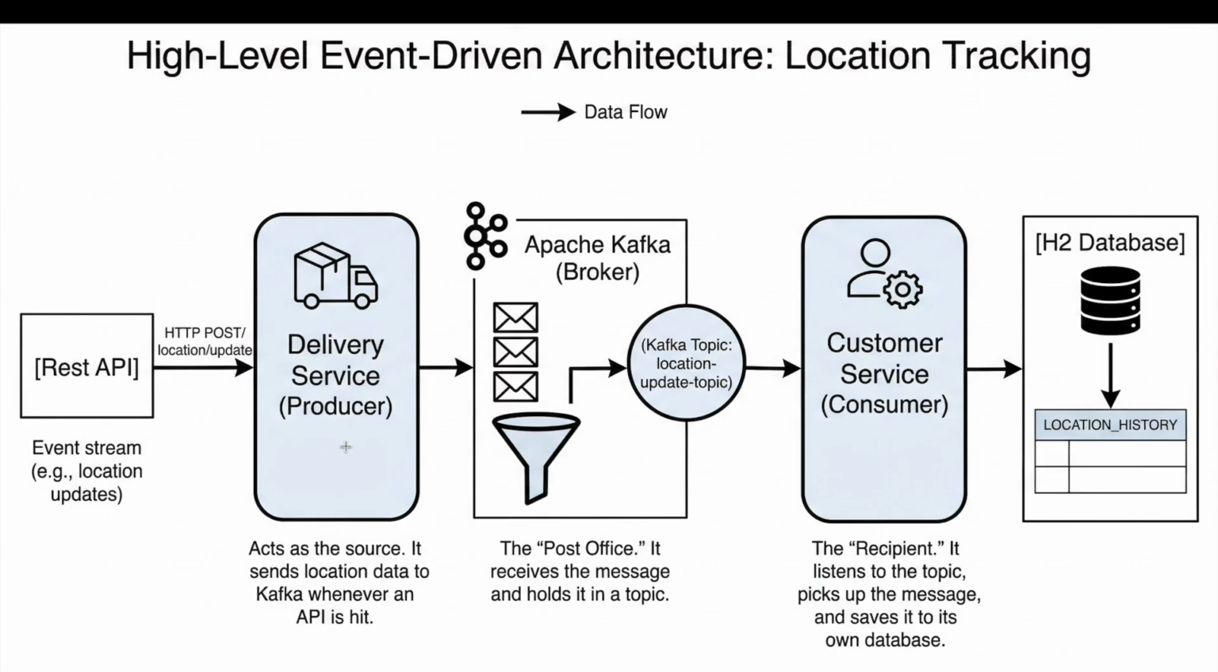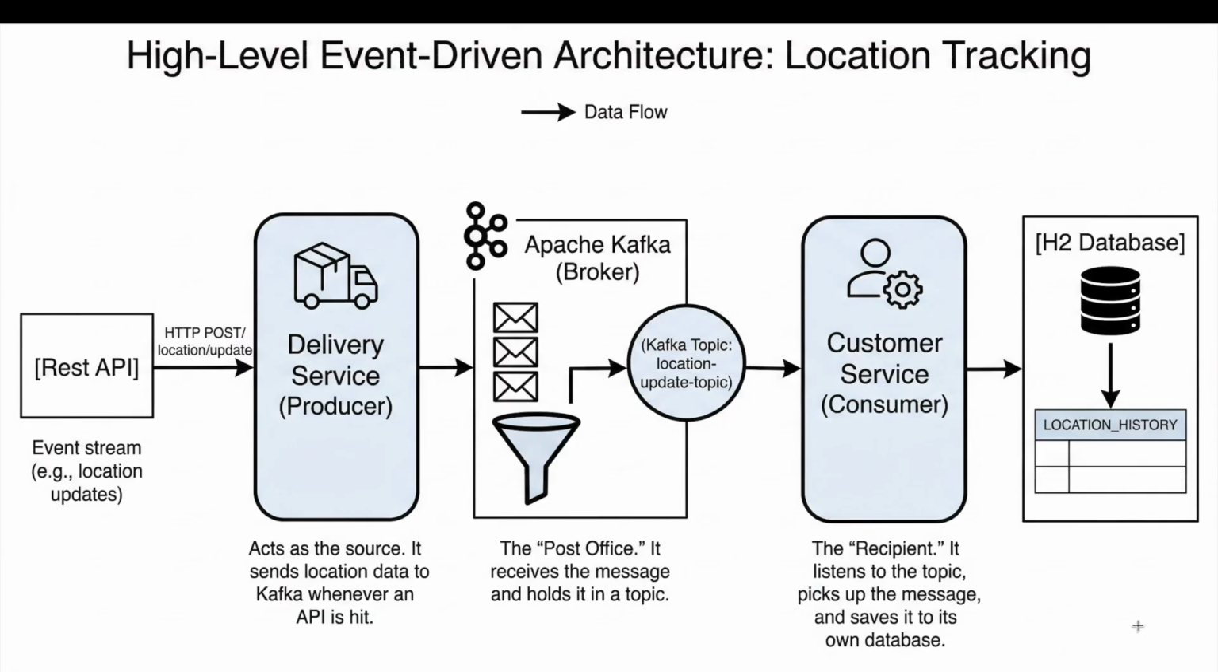Instead of saving the data directly, it sends it to Apache Kafka. It receives the message and safely holds it in a topic called location update topic. On the right-hand side, we have our customer service, or the consumer. This is the recipient. It's constantly listening to that topic, and as soon as the message arrives, it picks it up, processes it, and saves it in the H2 database in a table called location history.